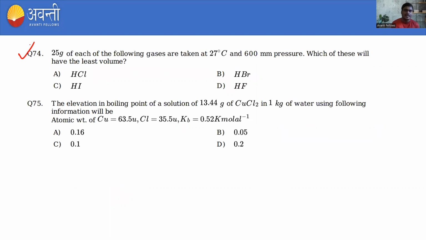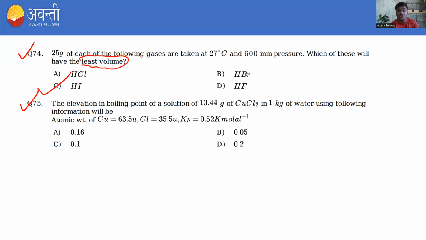Now, question 74. 25 gram of each of the following gases are taken at 27 degrees Celsius and 600 millimeter pressure. Which of these will have the least volume? You have to identify which has the least number of moles, as 25 gram of each gas is divided by its molecular mass. So which has the least volume? HI has the least number of moles, therefore the volume occupied by it is least. I hope this is clear.